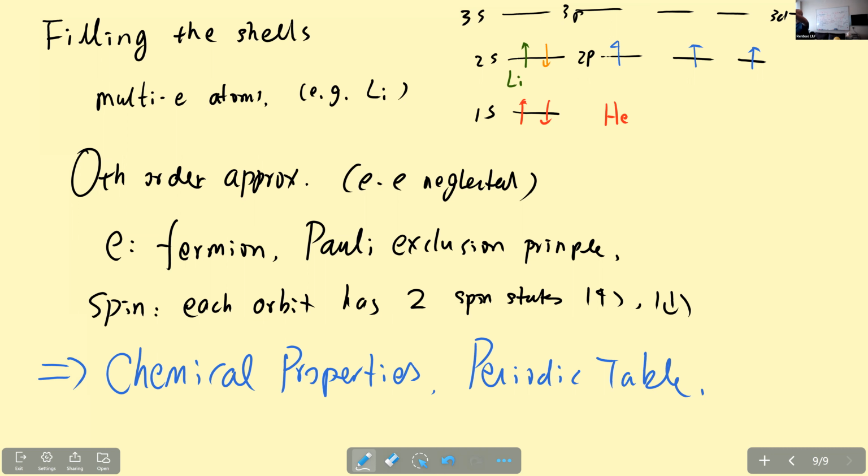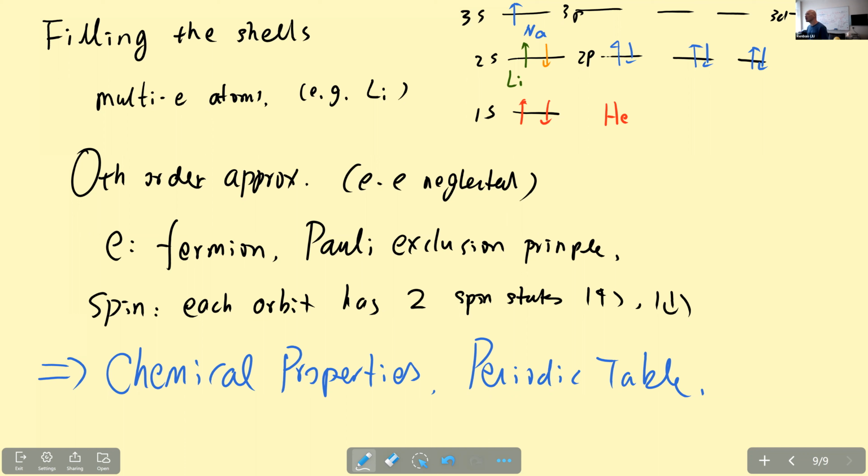So after the second shell is filled, for example, then you need to put another one right here, right? But this one is just the sodium. So the lithium and the sodium will have very similar chemical properties, because they have the same electron in the s states. One is in the 2s, another in the 3s, right? So that is why we have periodic tables, which tell us that those atoms with a certain number of electrons would have similar chemical properties.